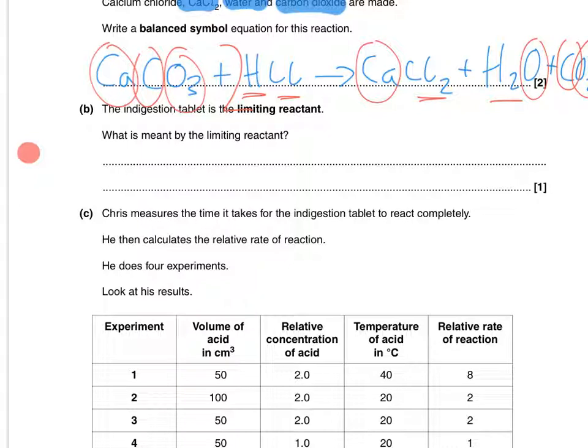So a limiting reactant, you've got loads of options to write in here, but it's the reactant that's not in excess, the reactant that is used up.